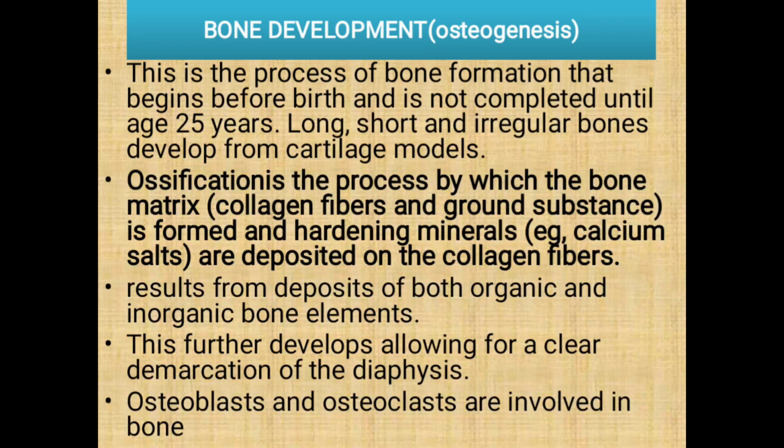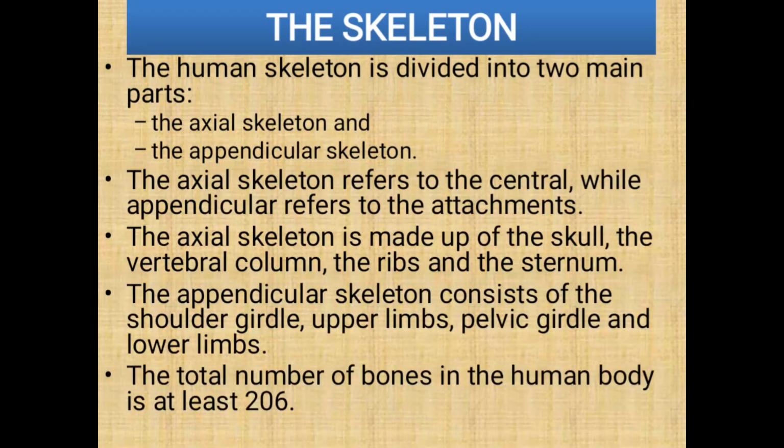Also, osteoblasts and osteoclasts are involved in bone formation. Those are the cells which we talked about. Osteoblasts are the first cells, then osteoclasts are involved in bone resorption. Then the osteocytes is the mature bone cells, yeah.